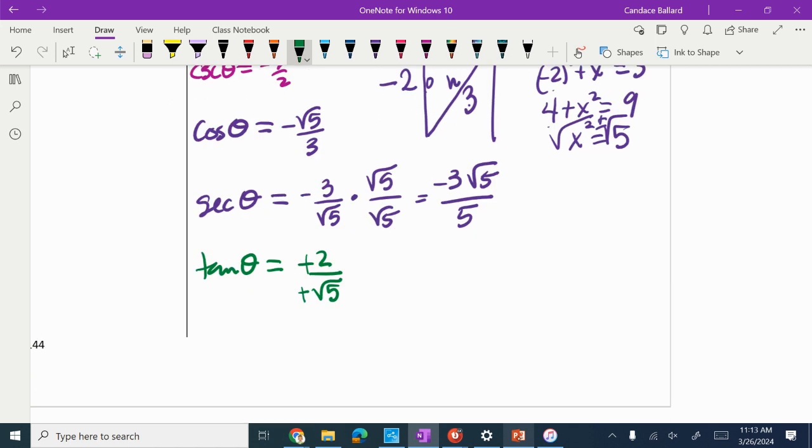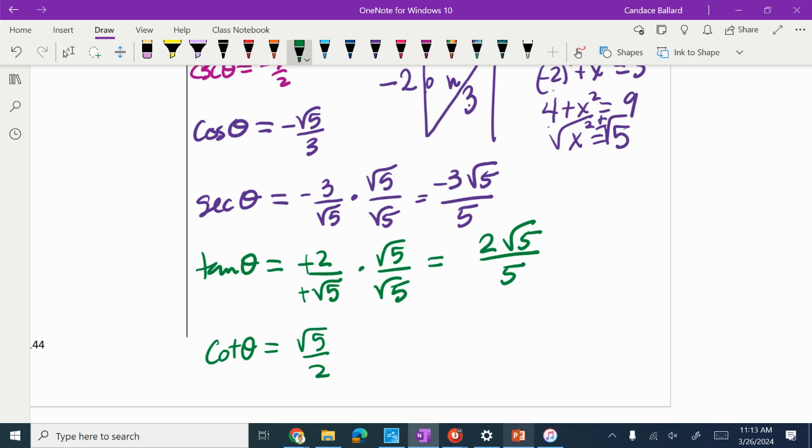Okay, before I rationalize, I'm going to go get cotangent. So I'm flipping this, square root of 5 over 2, and then I'm coming back to tangent, and I'm rationalizing it. So I get 2 square root of 5 over 5.